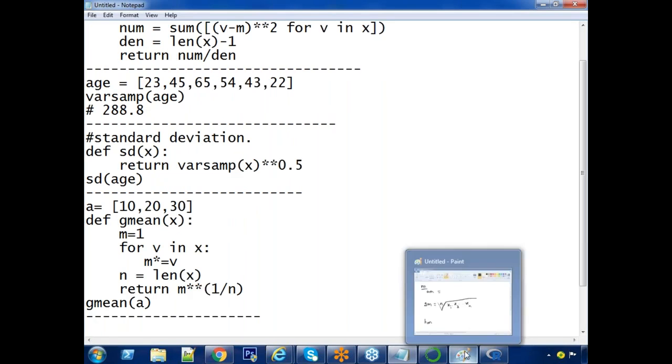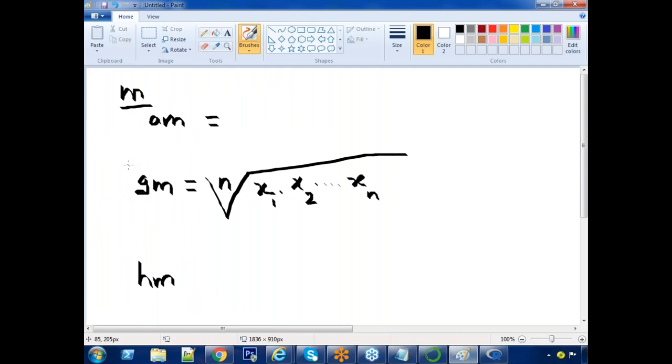First one minute, sir. Take the geometric mean formula first. First the formula and then write the code. Come on, take this code, please.